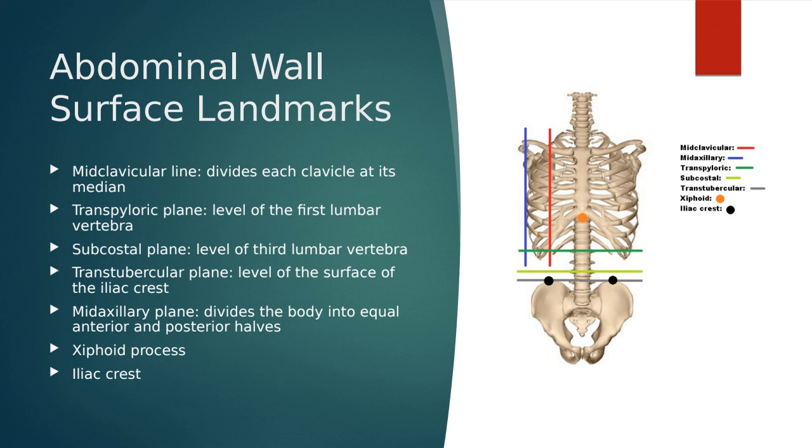That's going to be our orange dot on there. That's actually where we use CPR in terms of a reference point for CPR. We're going to be palpating and feeling for that xiphoid process to know that we are doing CPR at the correct level. We also have our iliac crest, so that's going to be where our hip bones or our hip wings are at the highest point.